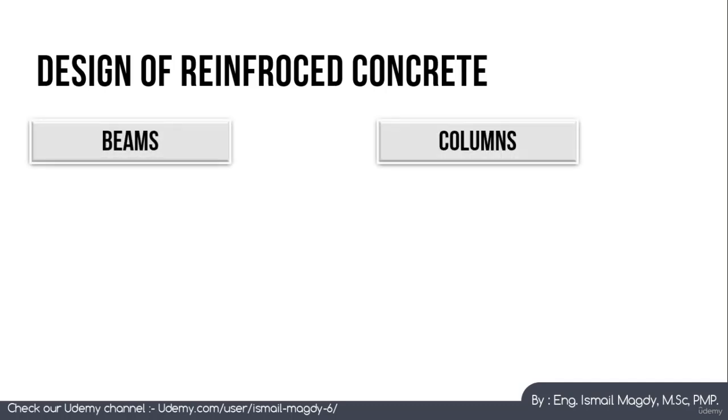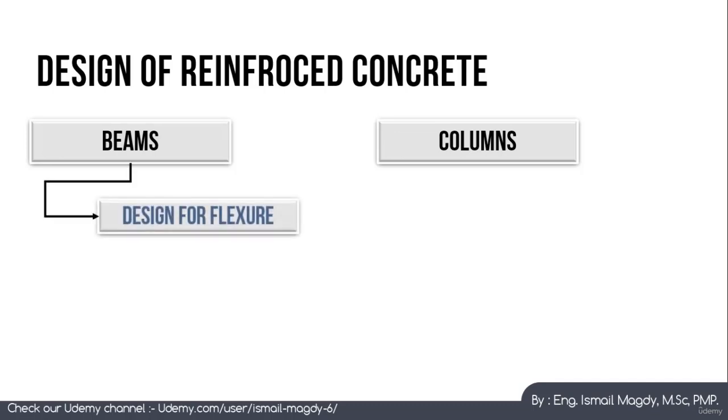of columns. In case of beams, we are going to learn how to design beams against flexure, where it is going to be governed by this equation, which is phi Mn has to be more than or equal to M ultimate, where Mn is the nominal moment capacity of the section, phi is the safety factor or the reduction factor, and the M ultimate is the factored moment on this beam.